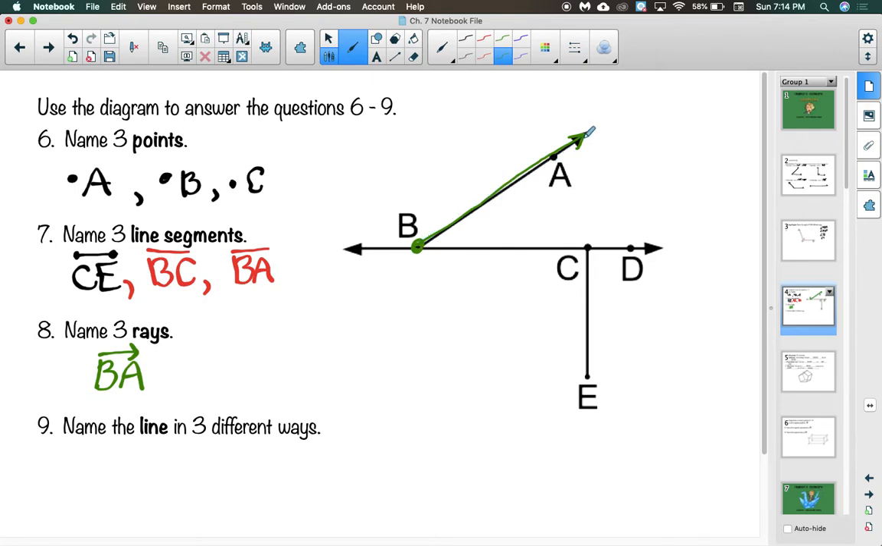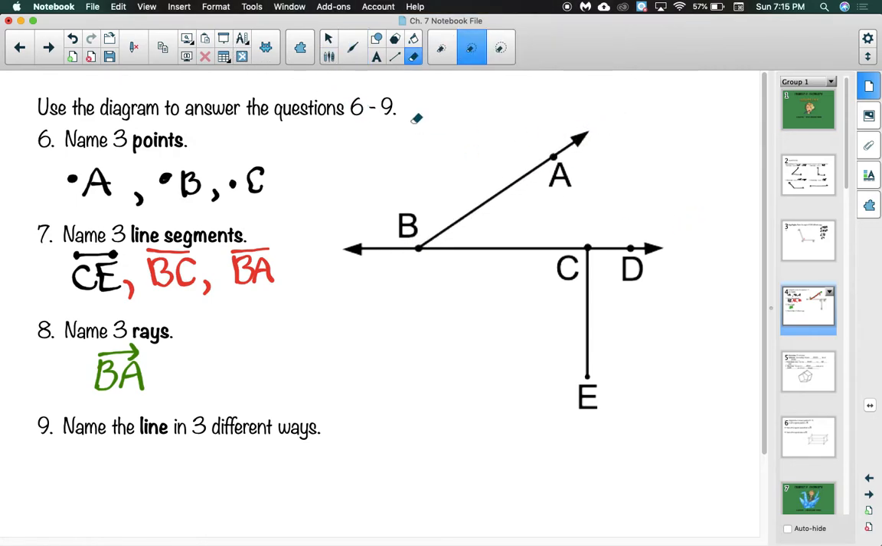So see here we have ray BA, we have line segment BA, but they were two different things that we talked about. Ray BA goes on forever, line segment BA ended here at point A. So they are different things based on the symbolism that we use.